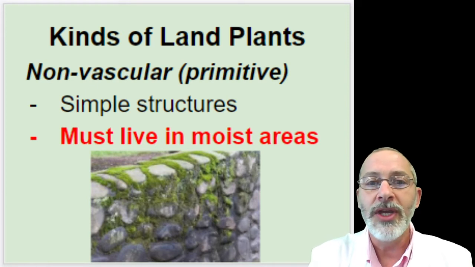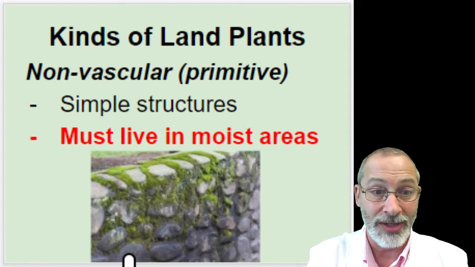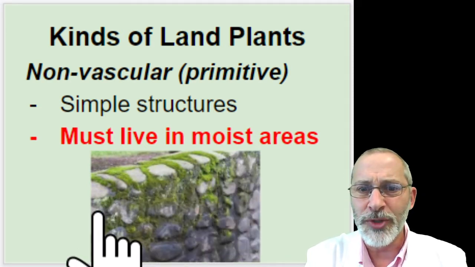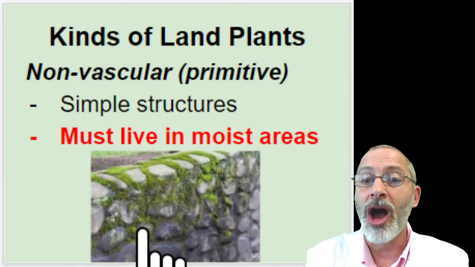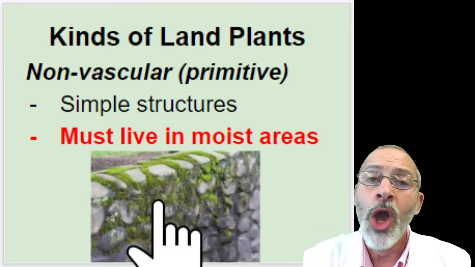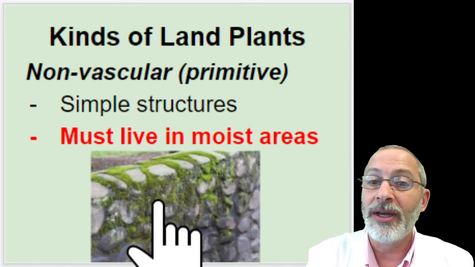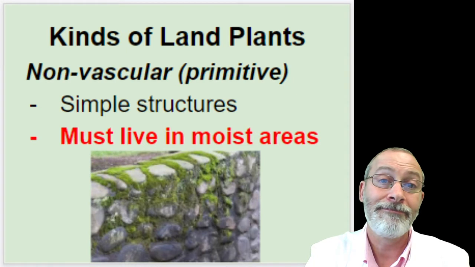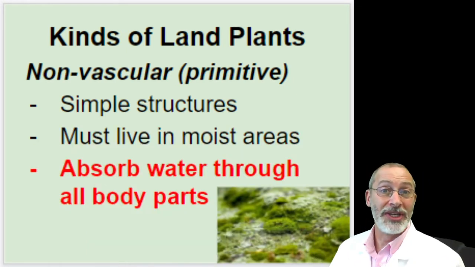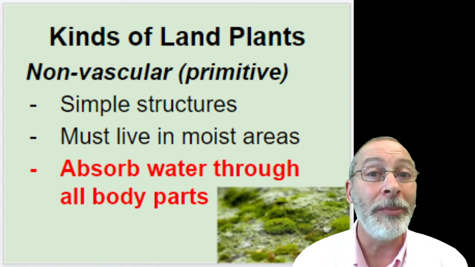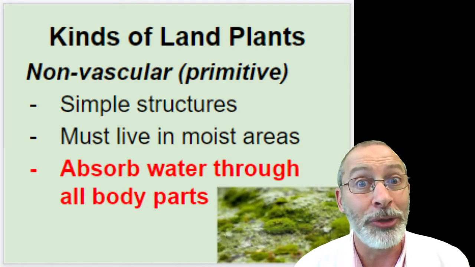So many of these primitive non-vascular plants live in moist areas, and you can see this moss growing between the cracks of this rock wall. And I have a question for you. Why do you think the moss is growing in the cracks of these rocks? All right, maybe you said because it is within the cracks that the water accumulates. Water gets stuck in the cracks, so they're more moist areas. That would be a good answer.